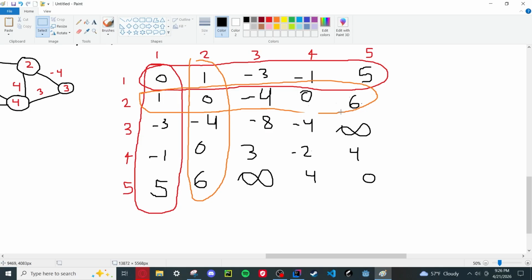-4 plus 6 is 2. Make you 2. -1 is lower. That's safe. That's going to become -4. You're going to become 0.